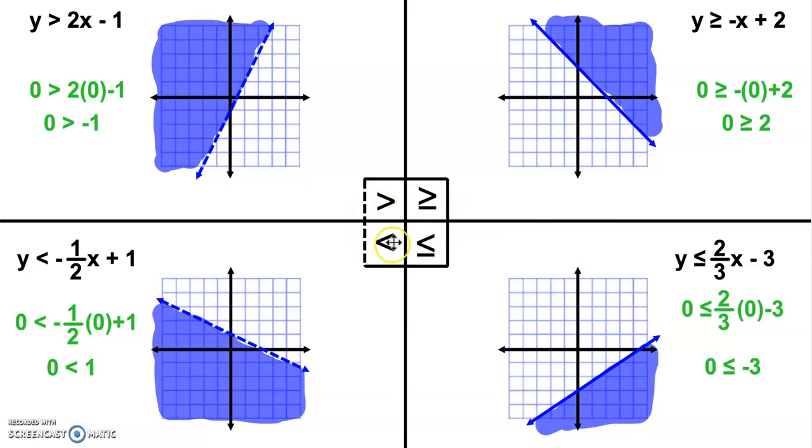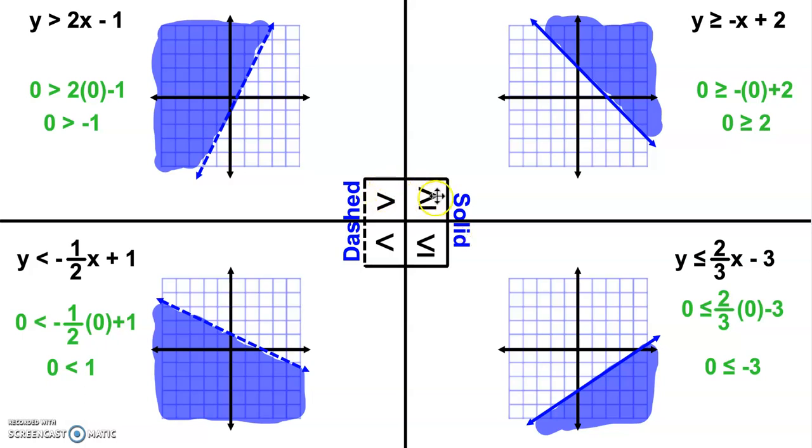All right, I want you to notice some patterns here. Notice that with greater than and less than, both of these lines are dashed. So when you have greater than or less than, you're going to have a dashed line. When you have greater than or equal to or less than or equal to, you're going to have a solid line.